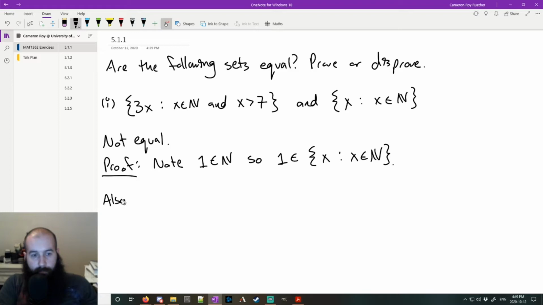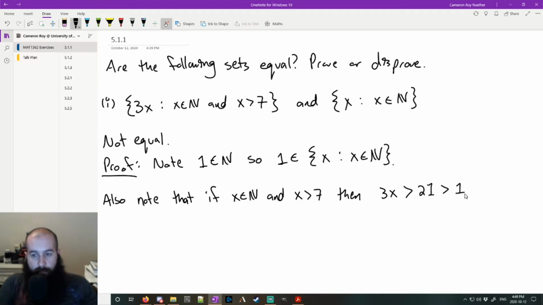Also note that if x is natural and x is greater than 7, then 3x is greater than 21, which is strictly greater than 1. And in particular, this means that 3x is not equal to 1.